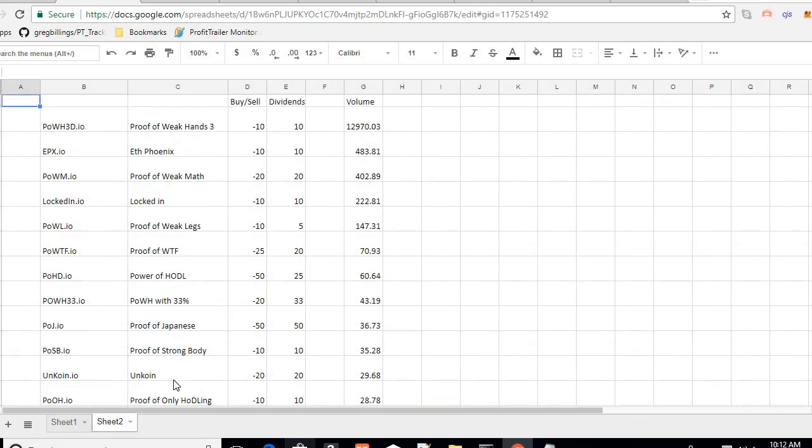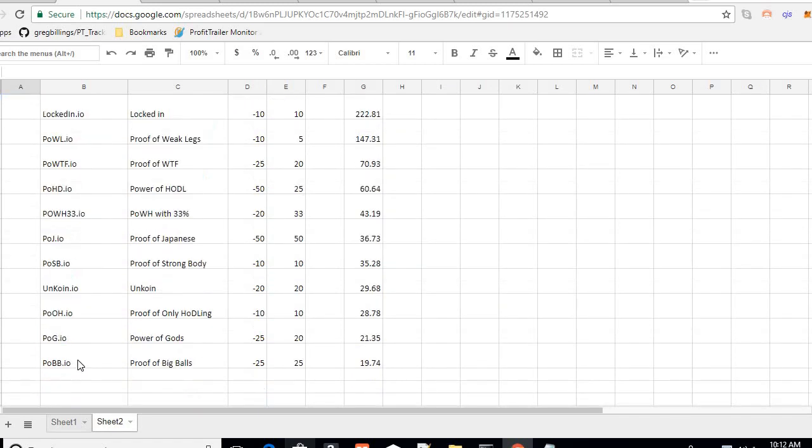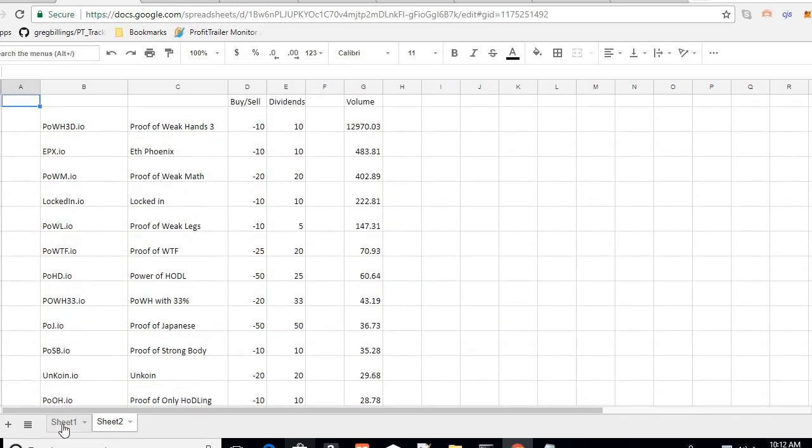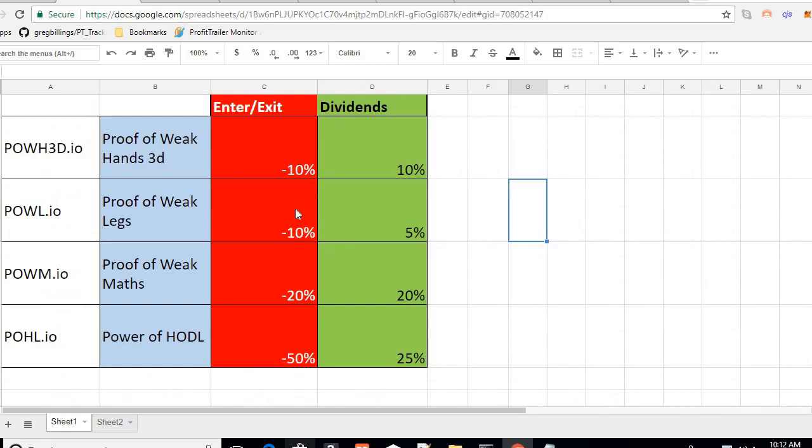So usually I'll track the ones that are coming in new or old, but for this video what I did is I broke down the percentages, the entry exit percent and the dividend percentages. So these are the four main ones that I'm on. Obviously the biggest one is Proof of Weak Hands 3D, and then I'm on Proof of Weak Legs, Proof of Weak Math, and Power of HODL.